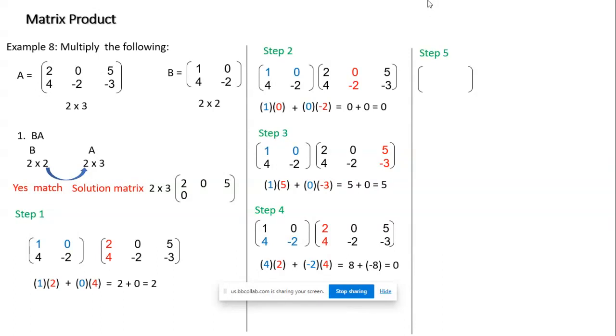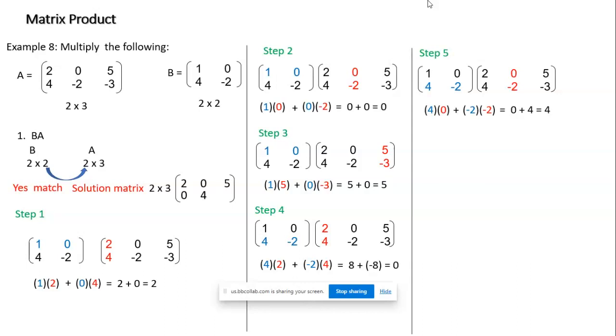Okay, I multiplied the second row with the first column. Now let's multiply that second row with the second column. Okay, and they're in red. So here I'm going to multiply 4 times 0 plus negative 2 times a negative 2. 4 times 0 is 0. Negative 2 times a negative 2 is a positive 4. So 0 plus 4 is 4. This address again is row 2, column 2. So that belongs in the row 2, column 2 address of our solution, which is that 4.